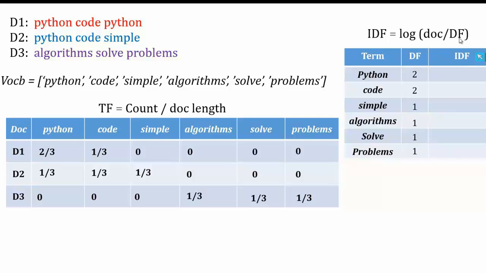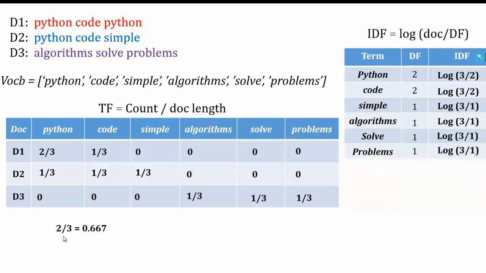Now from this we can easily calculate IDF: doc divided by DF. In total we have 3 documents. So log 3 divided by 2 for Python. Log 3 divided by 2 for code. For simple, log 3 divided by 1. We have 3 documents and the document frequency is 1 for this particular word, simple. Log 3 divided by 1 for algorithms, log 3 divided by 1 for solve, and log 3 divided by 1 for problems. And these are the proper values. 2 divided by 3 is equal to 0.667. 1 divided by 3 is equal to 0.333. Log 3 divided by 2 is equal to 0.405. And log 3 divided by 1 is equal to 1.099.